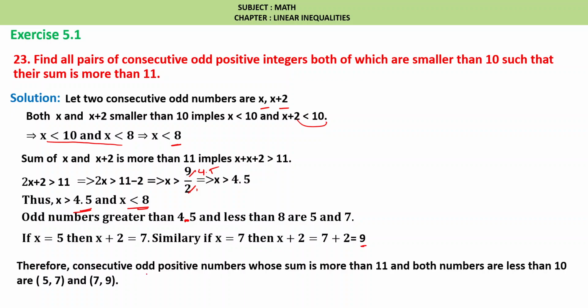Therefore, the consecutive odd positive numbers whose sum is more than 11 and both numbers are less than 10 are 5 and 7, and 7 and 9. If we add 5 and 7, it will be 12. Is it greater than 11? Yes. Similarly, if we add 7 and 9, we get 16. Is this more than 11? Yes. And are both the numbers 7 and 9 less than 10? Yes. So these are the pairs. Wow, that is interesting.